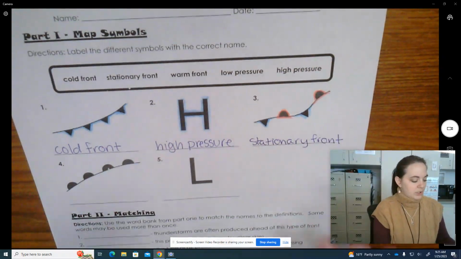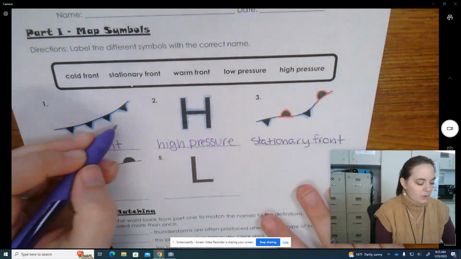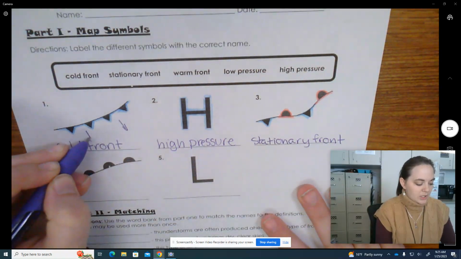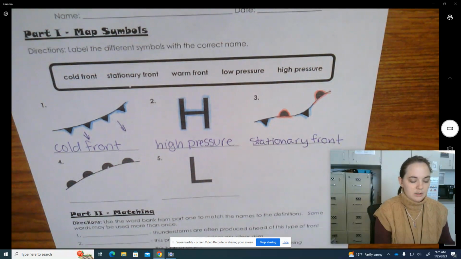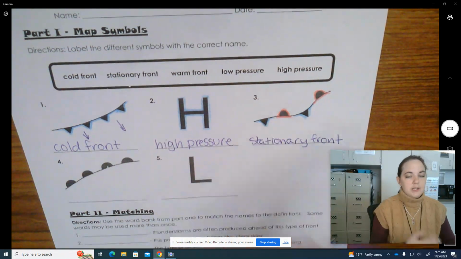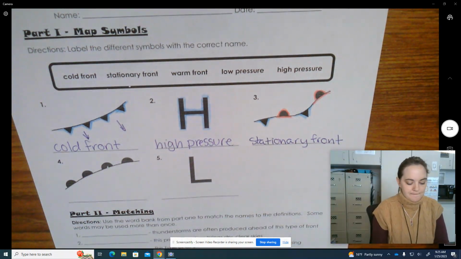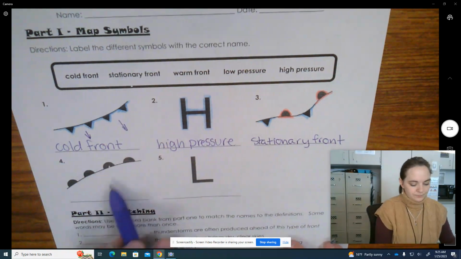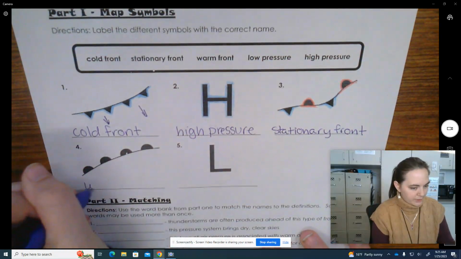And I should note that in a cold front, the cold air is moving in the direction that the tick marks are pointed. So that's why having some on this side and some on that side of the line means that it's staying still. Okay, number 4 is a warm front.